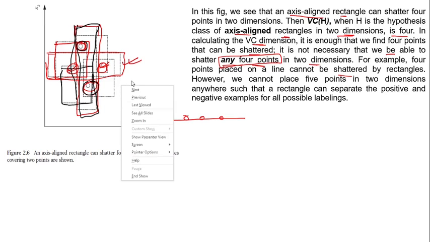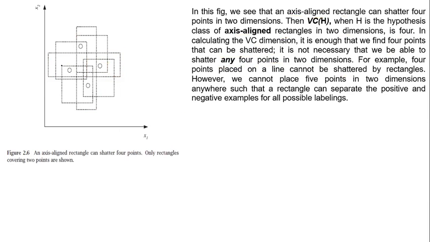Okay, let me rub it so that you'll understand in a better way. So this rectangle shatters these 2 points. These 2 points have come in one region, and this is outside, another region where these 2 points come. So this is possible. However, we cannot place 5 points in 2 dimensions. This is possible only for these 4 points.